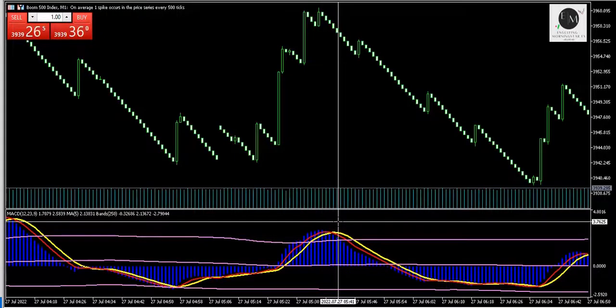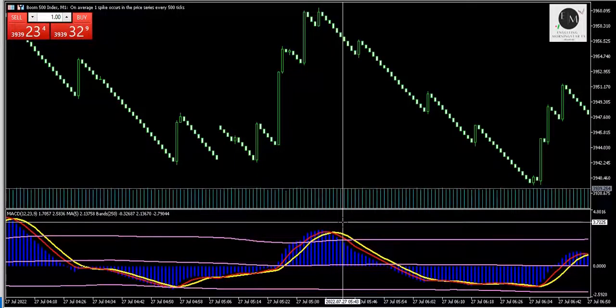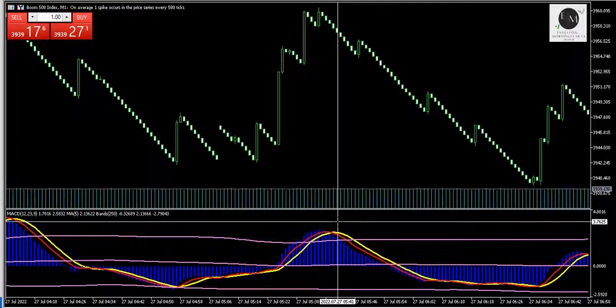Yes, I am not saying that a spike can't catch you in the market. Yes, it can, but even if it catches you, as long as you obey the rules of the strategy, it will end up giving you a profit. I can assure you that it will end up giving you your profit.